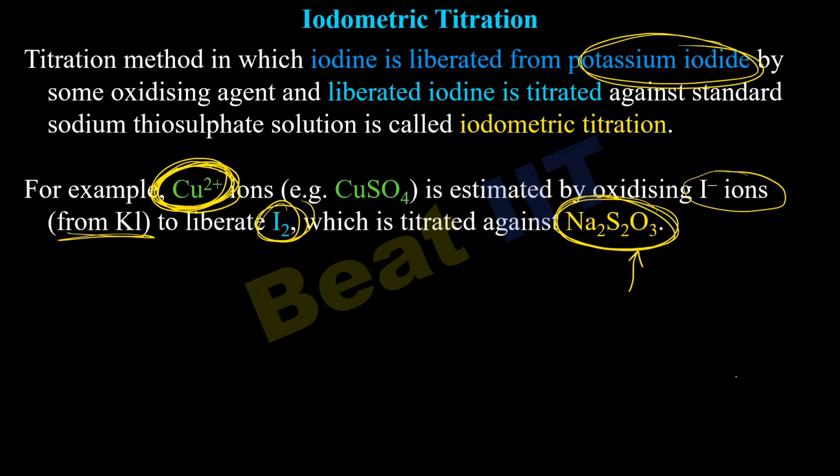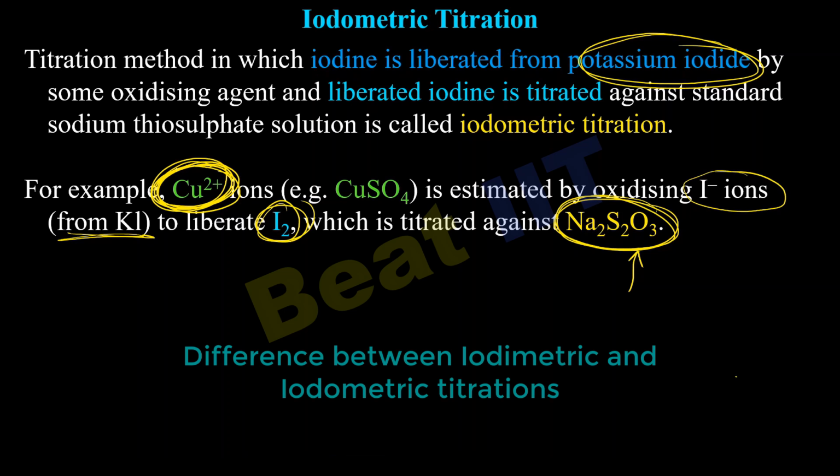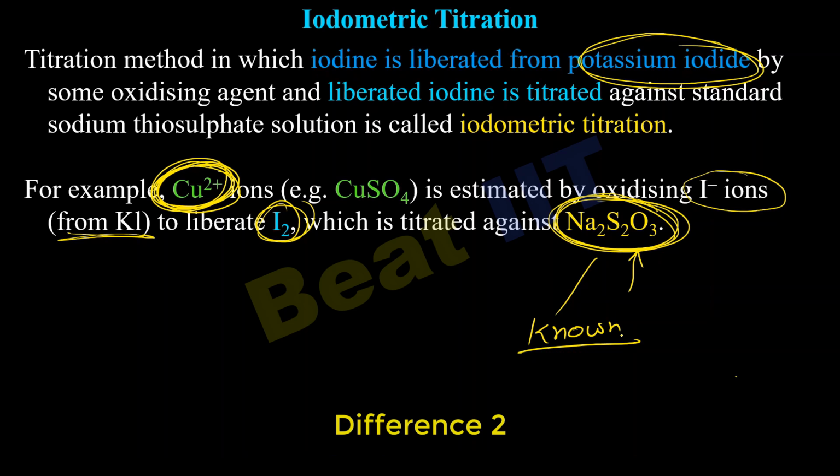So this is unknown. In this case, another difference from iodometric titration is that the sodium thiosulfate concentration is known. So we use a known concentration of sodium thiosulfate which reacts with iodine liberated from the reaction of copper ion with KI. So from here we can get the concentration of Cu2+. So understand what is the sequence.